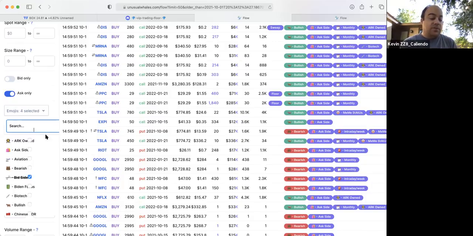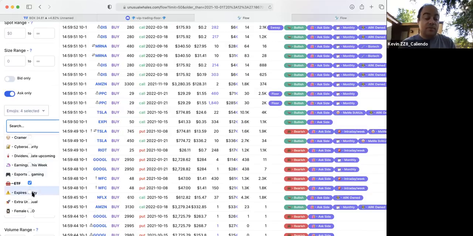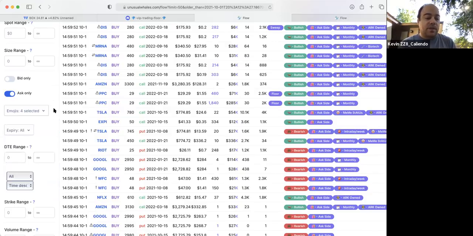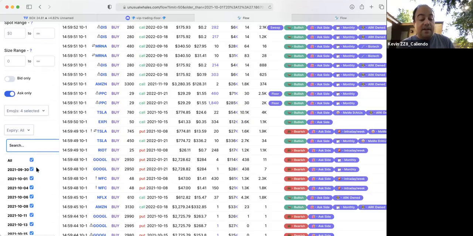So okay, those are the emojis. I want to just get the ETFs out of there. It's just sort of noise. But at this point, we still have a ways to go to filter down to what I'm looking for. So the next thing I do is I look at the expiration, and I don't want expirations all the way out here in 2023. I'm not interested in that. I'm looking for short-term moves.